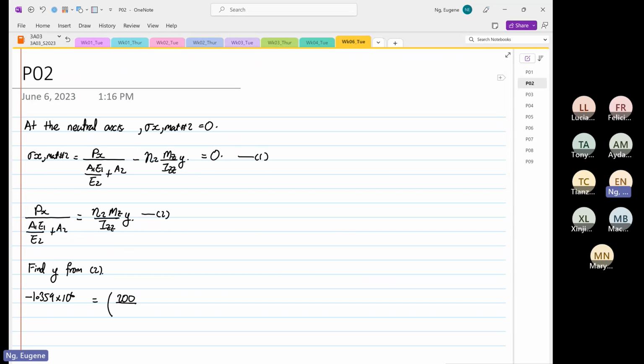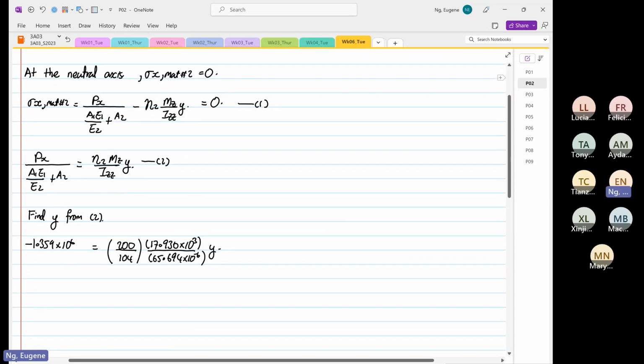Divide by 10^4, right? And then you have your N_MZ, which is equal to 17.936 times 10 to the power 3, and then you divide by 65.694 times 10 to the power minus 6. Okay, then you multiply by y.